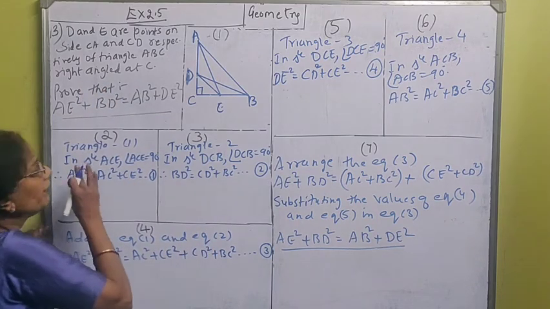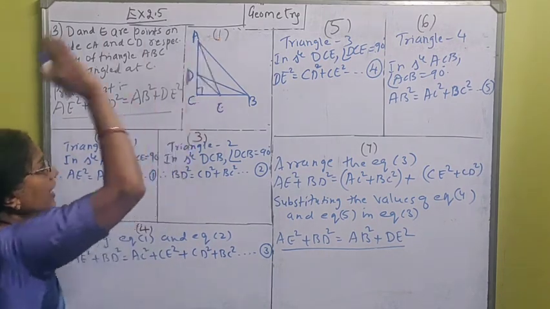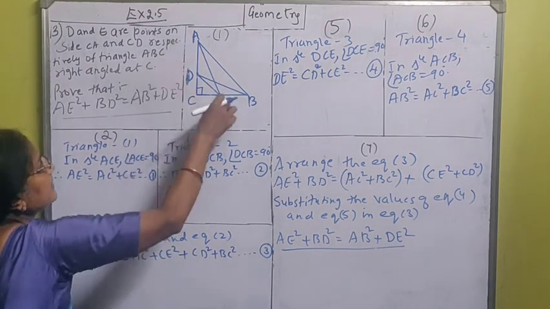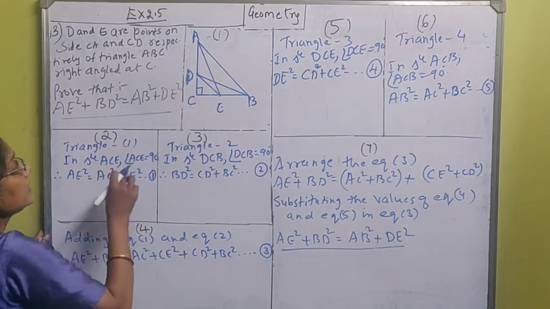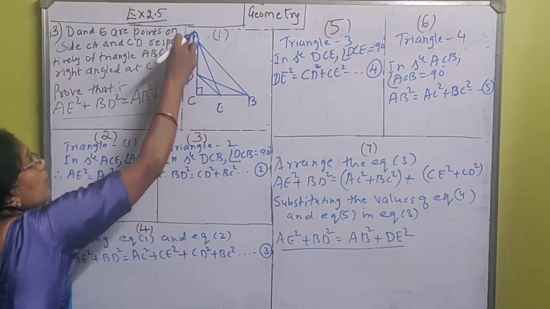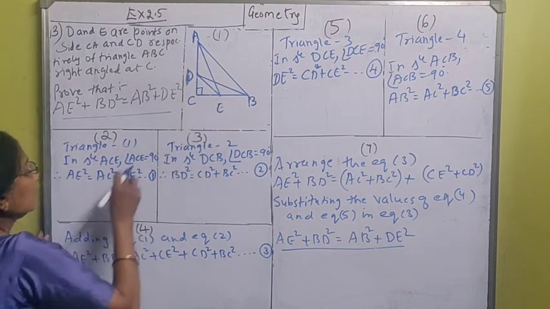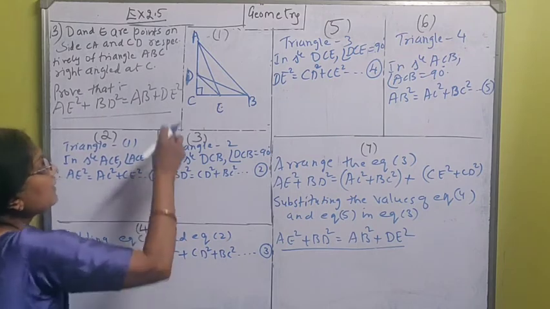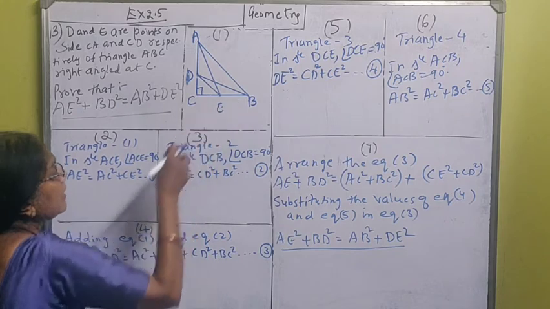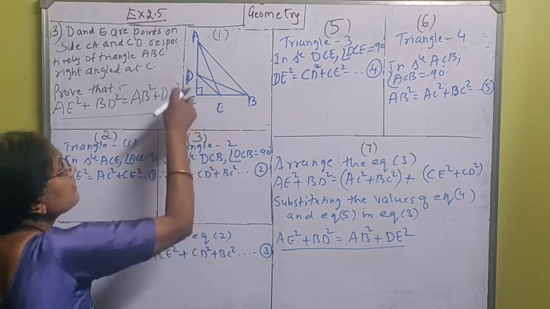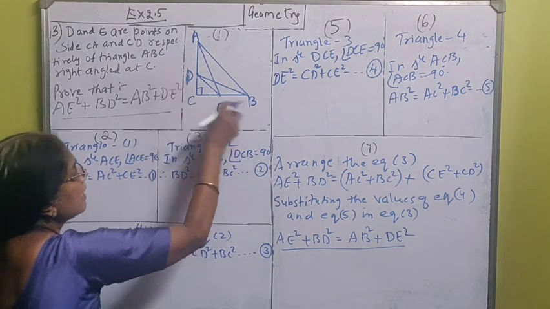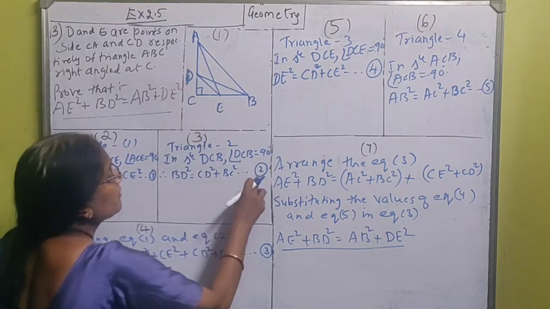So I am going to take 4 triangles. First I will take triangle number 1, that is ACE, in which angle C is 90 degrees. So I can take the hypotenuse AE square is equal to AC square plus CE square, the other two sides. I will take triangle DCB because I want BD square. The angle DCB is 90 degrees, so BD is the hypotenuse. So BD square is equal to CD square plus BC square. That is equation number 2.